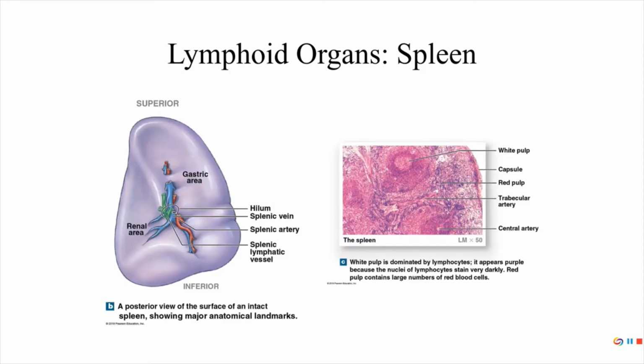Now, when we look, you are looking at the side here, the visceral surface, where you can see where the stomach and the kidney would conform to it. The hilum is where the splenic artery and vein will be, and then there will be some other lymphatic vessels that will be coming in as well. There is white pulp that's dominated by white blood cells. There's red pulp dominated by red blood cells, things like that, but those are not the only things you will find there.